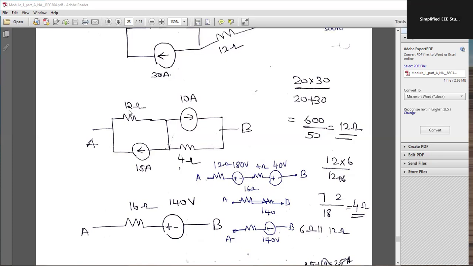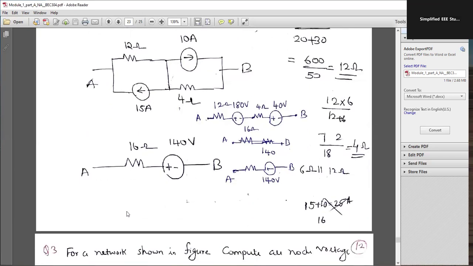So how do we convert it into a voltage source? 12 ohm in series with a voltage source. 12 into 15 is how much? 180 volt. The same thing I have written. The first portion, 12 ohm in series with 180 volt. In the second portion, 10 ampere parallel to 4 ohm. 10 into 4 is how much? 40, 40 volt in series with the 4 ohm resistor. Therefore, 12 plus 4, I will be getting 16. Then 180 minus 40, because the polarity is different. 180 minus 40 is nothing but 140.